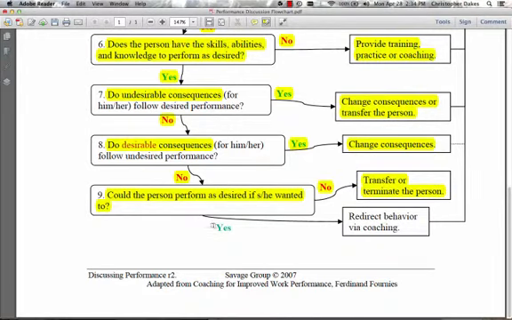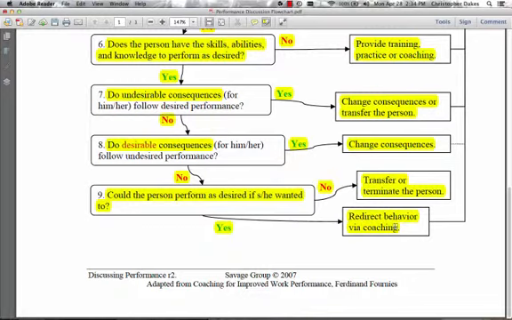If the person could perform as desired if they wanted to, and the answer to that is yes, then you get to the approach of redirecting the behavior via coaching or a frank feedback session, or just trying to understand what it is behind them that is not motivating them to do it. And not everything can be motivating in the work that we do. Sometimes you just got to step up and do the job that's at hand.